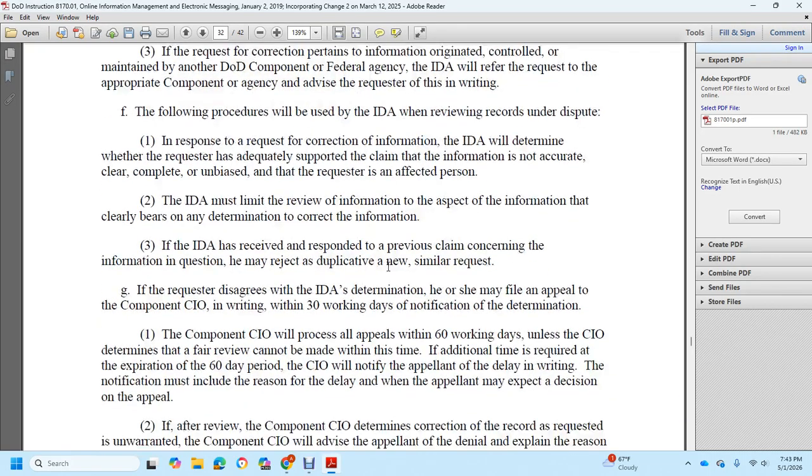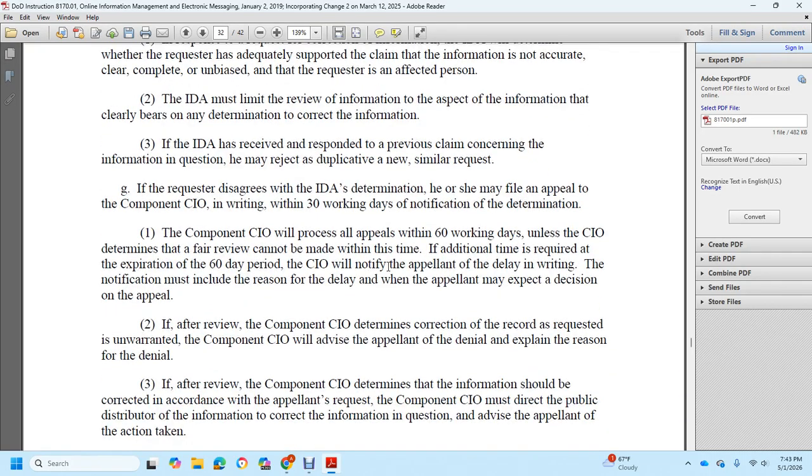If the requester does not agree with the IDA's determination, he or she may file an appeal with the component chief information officer in writing within 30 working days of notification of the determination. The component chief information officer will process the appeal within 60 working days, unless a fair review cannot be made within that time. If additional time is required beyond the 60-day period, the requester must be notified of the appeal delay in writing, and the notification must include the reason for the delay.